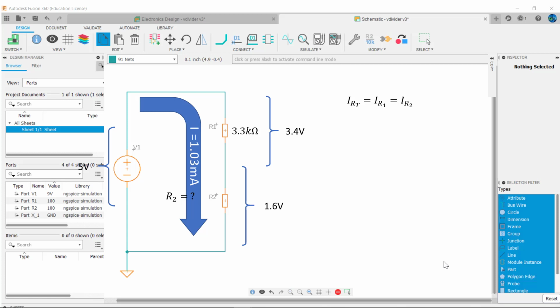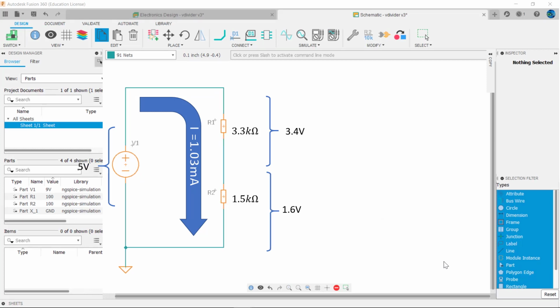Using Ohm's law, R2 equals the V across R2 divided by the I through R2, or 1.6 volts divided by 1.03 milliamps, or 1.553 kiloohms. And a nearest standard value of 1.5 kiloohms. And here's our final circuit.